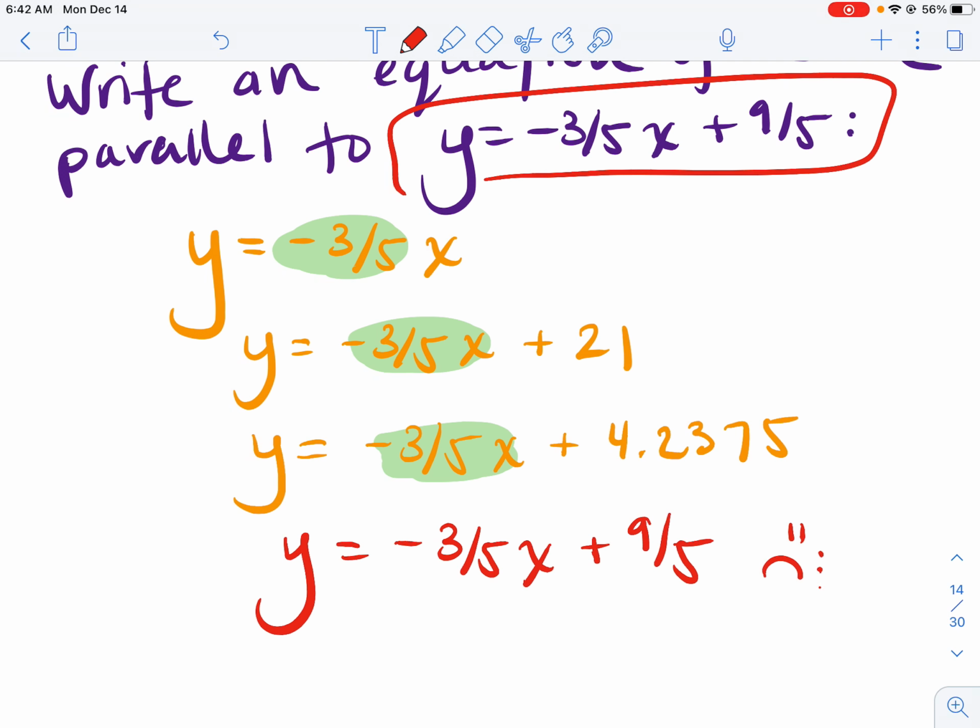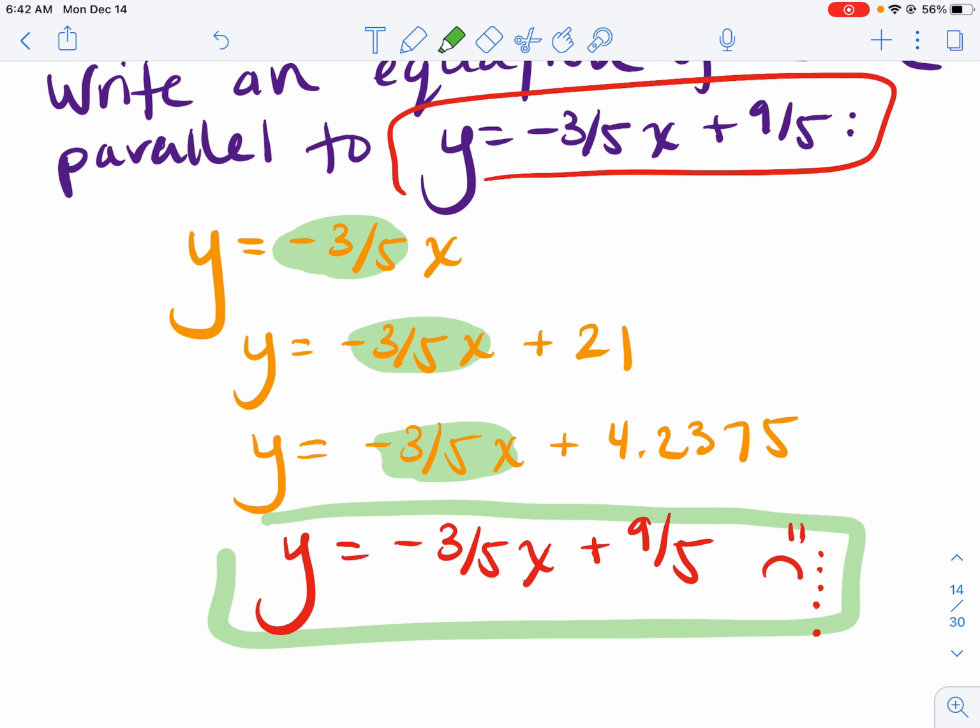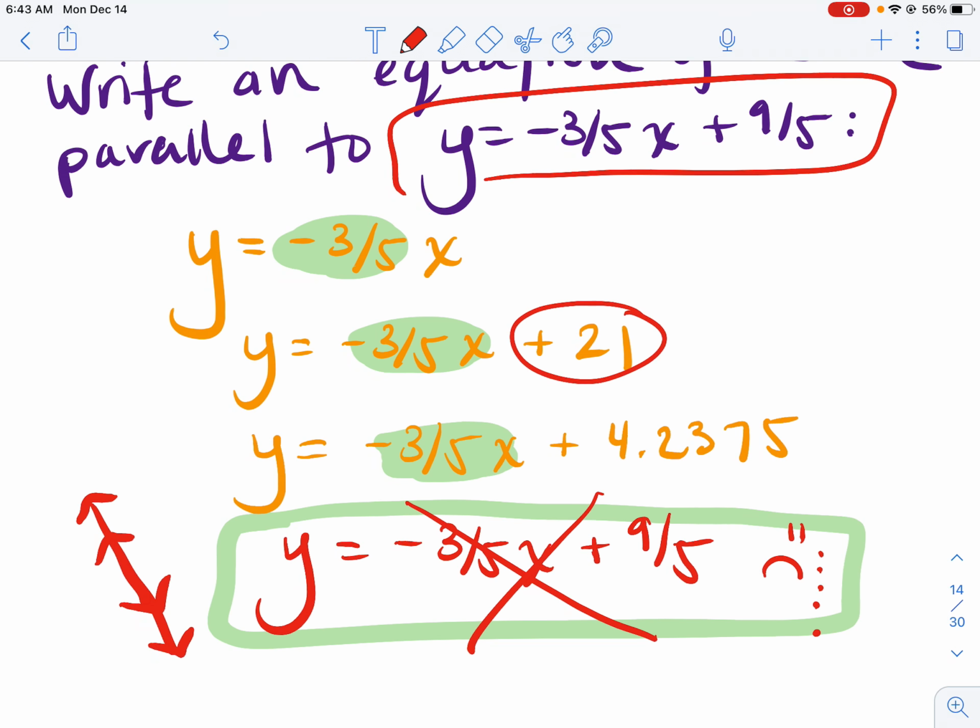This would not be parallel because guess what? It's the same exact line. So this equation would actually lay right on top. Say this is our original equation. The other one, I could draw a line right on top of it. So that would not be parallel, that'd be the opposite. That'd be everything, infinitely many. So this is not an answer. All you have to do to find a parallel line is pick any number for your b that is different from the original.